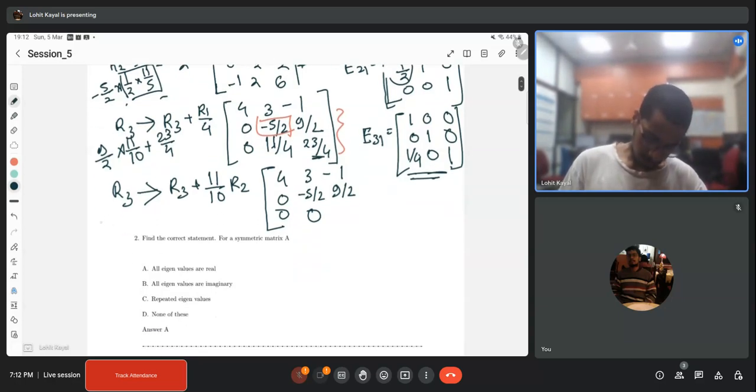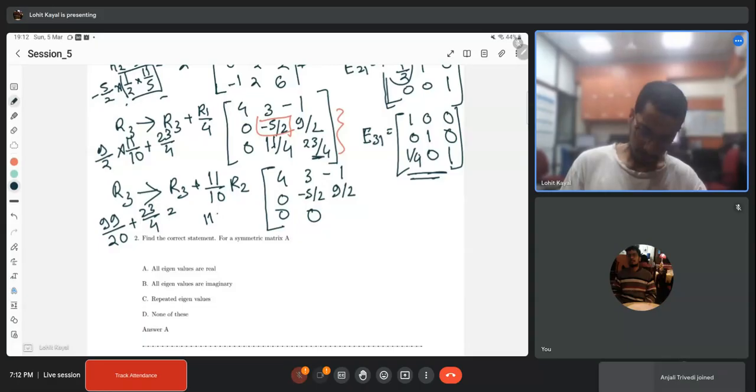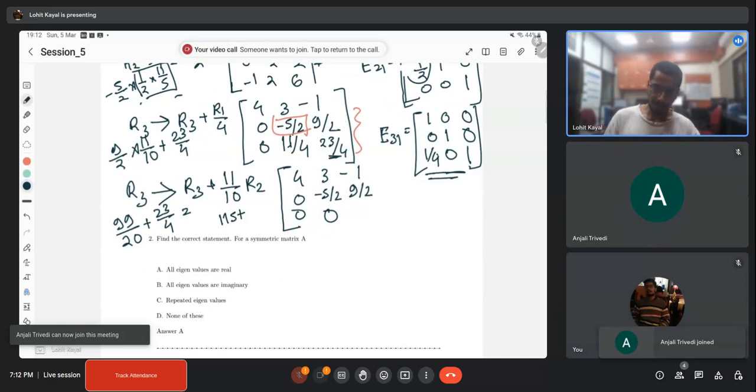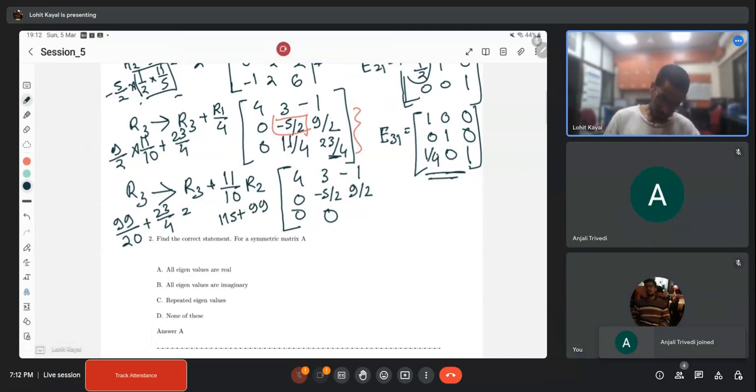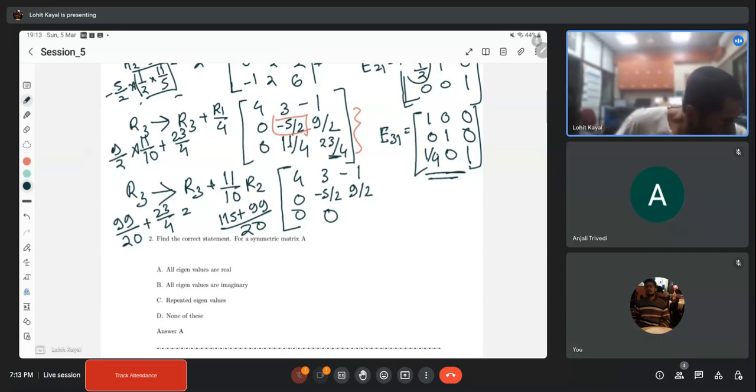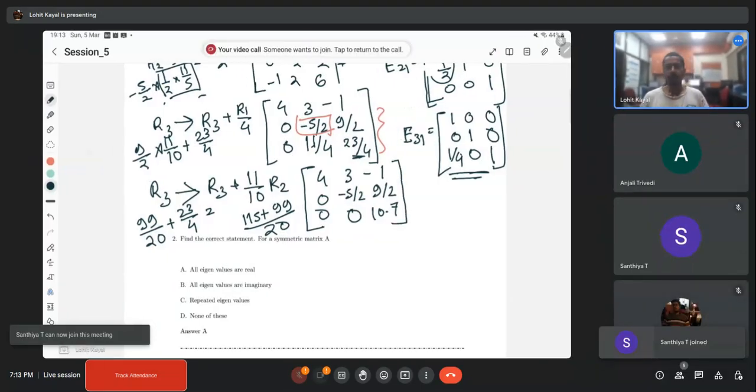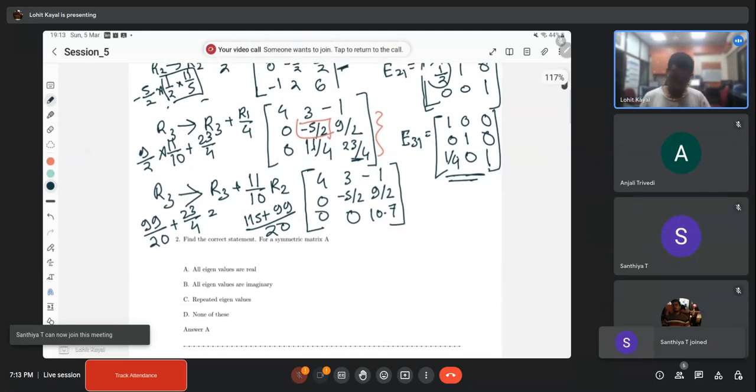So let's calculate it. It will be 99 by 20 plus 23 by 4. If I multiply it by 5, it will be 115 plus 99 by 20. So what will be the value for that? 115 plus 99 by 20. So this value will be 10.7. Okay, so this value will be 10.7.